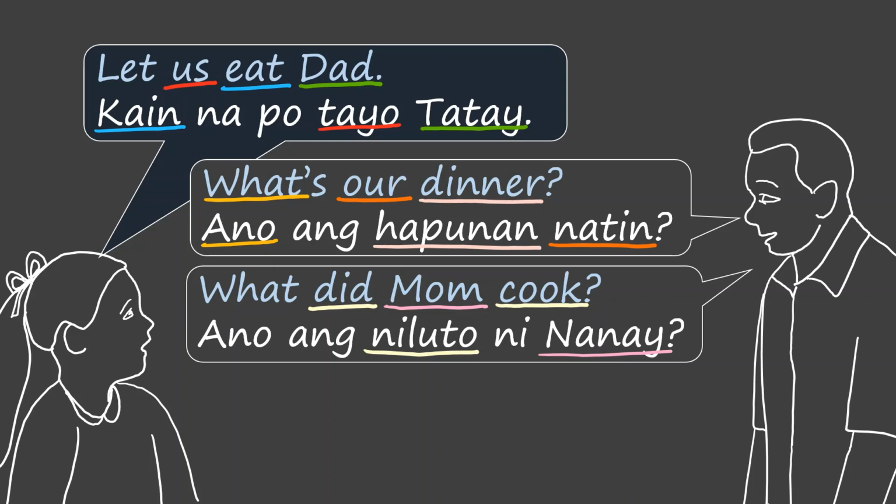Now you might ask, why is there a word ni in front of Nanay? In this sentence, Nanay is being used by the child as a proper noun. That's what she calls her mom. And Nanay is the owner of the action of cooking. So ni means the action was done by Nanay. Ni Nanay.